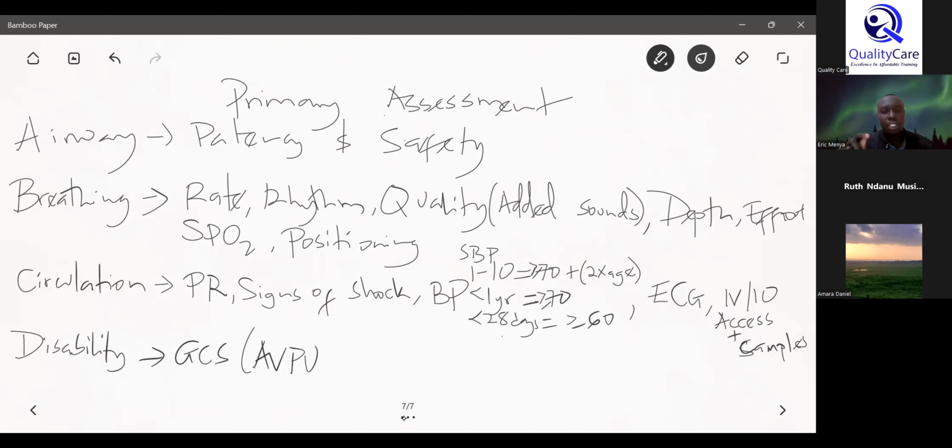What about verbal response? Is it the same? Do you expect a child to have oriented speech? An infant, sorry. Not really. It's not the same. So how is it going to be different? What should an infant be doing?